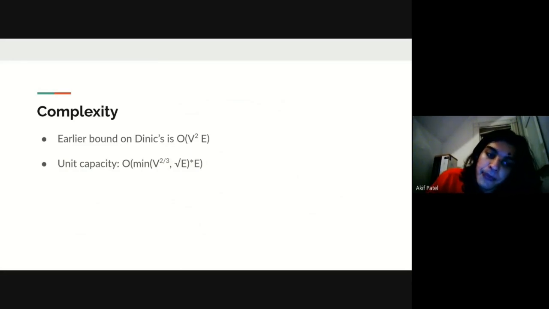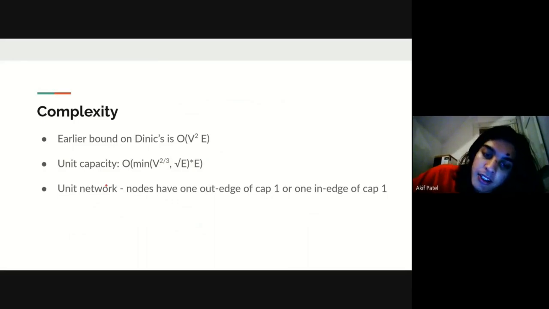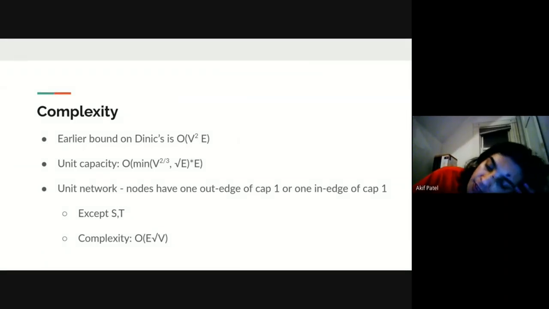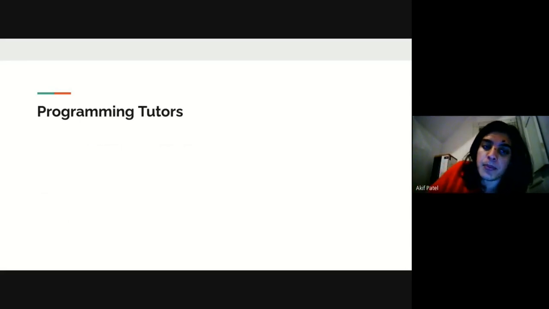But we can actually do better by realizing this is a unit network, which means a graph where all the nodes, except S and T obviously, have only one out edge of capacity 1 or only one in edge of capacity 1. And on this Dinic's has a complexity of only E root V. So even with, let's say, 10 to the 5th nodes and edges, this would be fine. And as I mentioned, this is why we like Dinic's a lot, because it has very nice complexity on specific types of graphs. Okay, next problem, programming tutors.